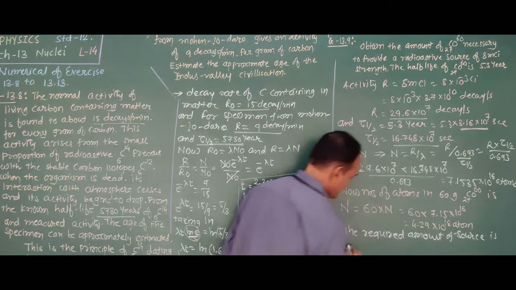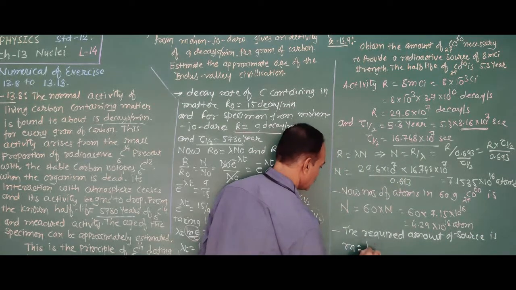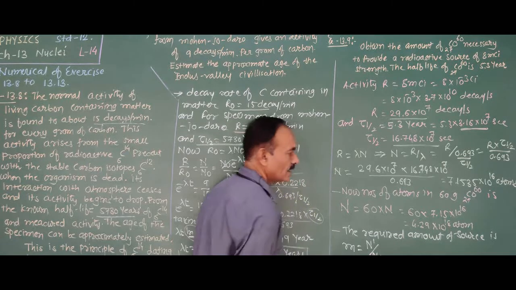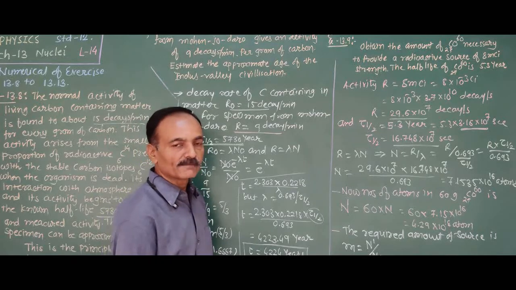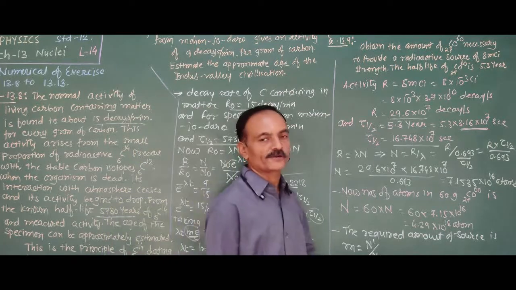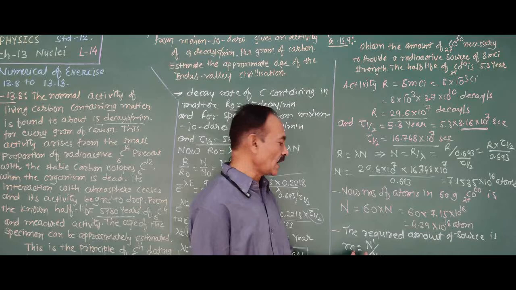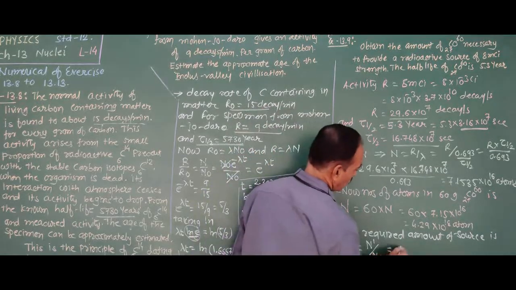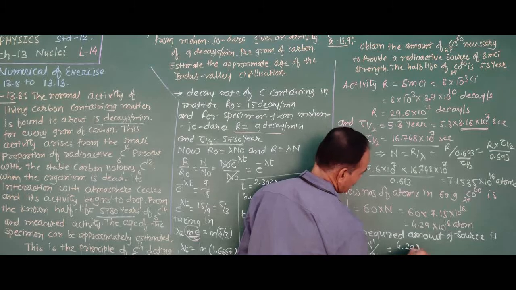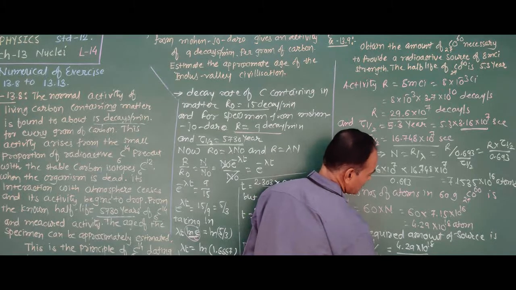is m upon M is equal to N upon Avogadro number. Right? Because in one mole the number of atoms is equal to Avogadro number. So how much gram or how much quantity of the cobalt? Therefore, 4.29 into 10^18 divided by 6.023 into 10^23.